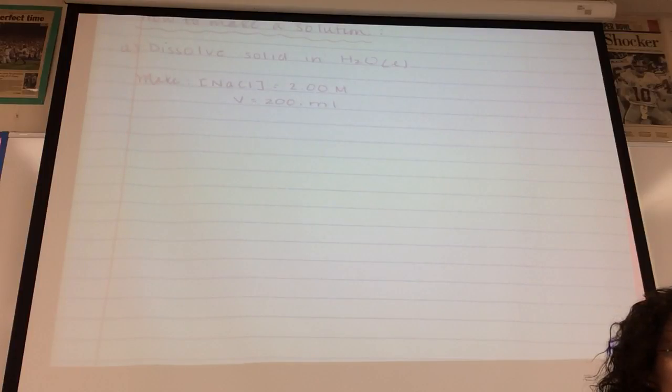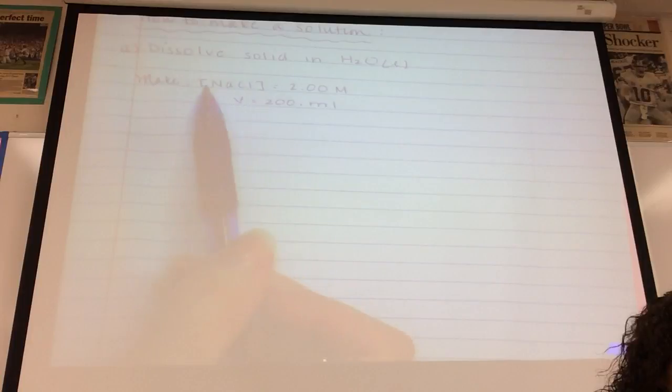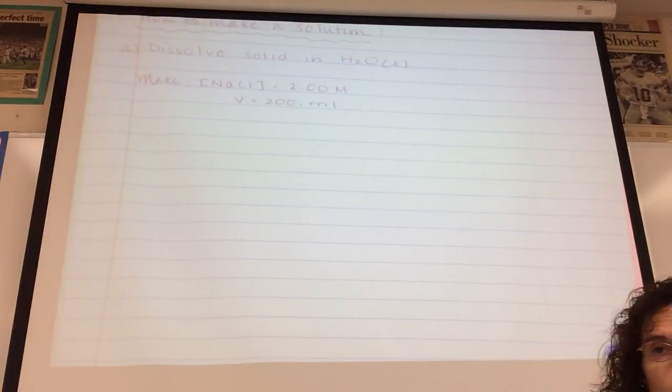Like mathematically? Both. Add water. But I mean, like in real life, where you just stir them together. But how do you know how much sodium chloride to use? Moles first, and then grams.